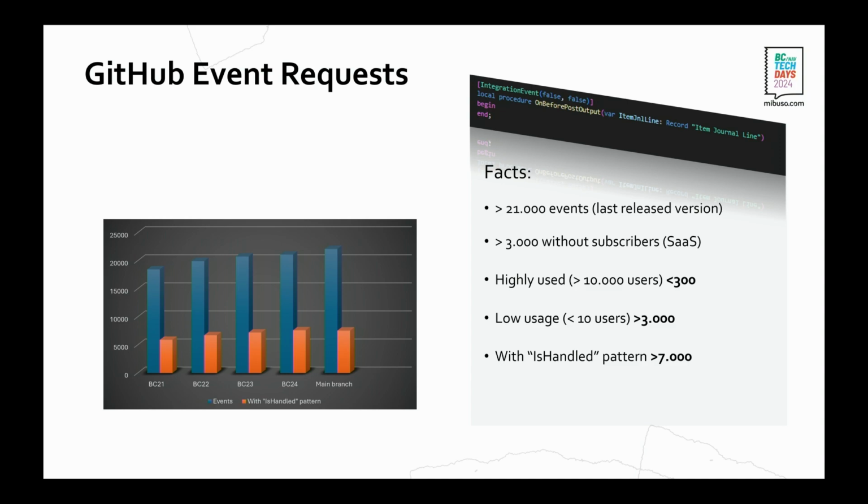And if you take a look at the chart, you will see that with every new version, we are adding a very big amount of new events. It's something between 700 and 1,000. And interesting is that of these events, we have more than 30% with the is-handled pattern.